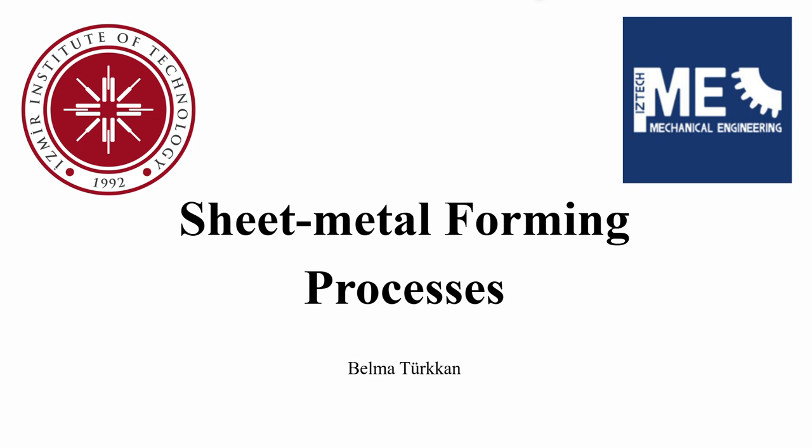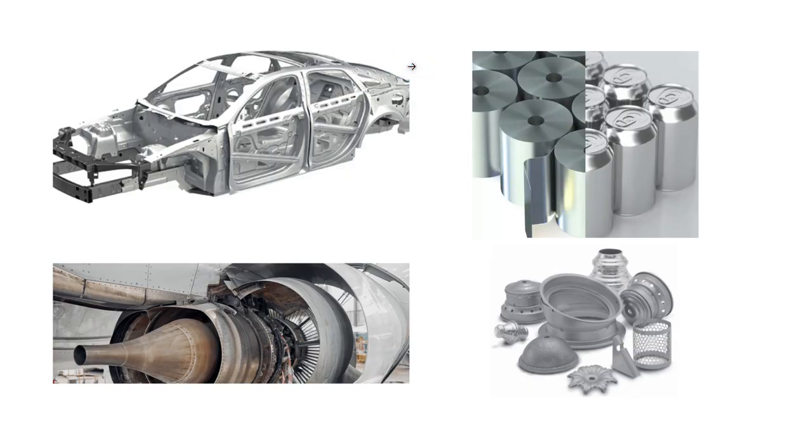In this video, we will examine sheet metal forming processes based on Chapter 16 of the Manufacturing, Engineering and Technology textbook. Sheet metal parts are used in many areas such as aircraft bodies, automobiles, and kitchen appliances. These parts are important because they have a high strength to weight ratio and are generally easy to manufacture in large quantities.